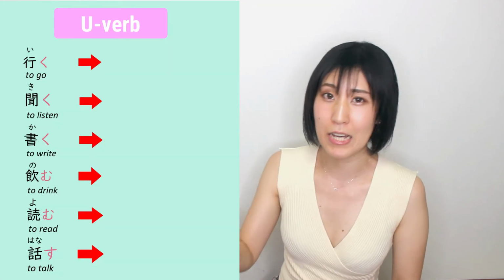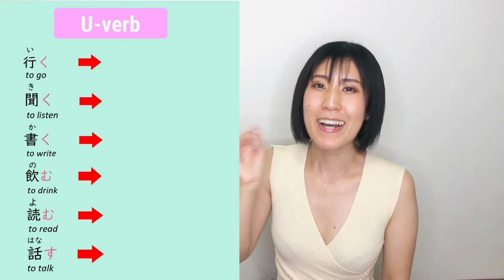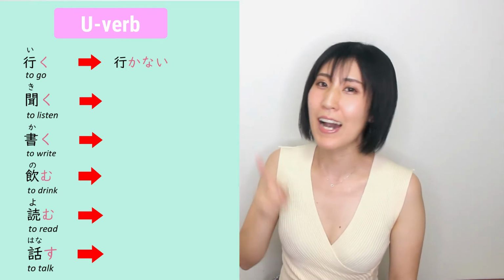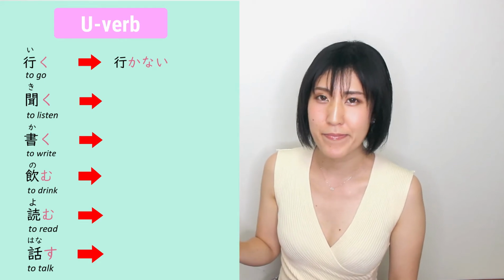Alright. And again, if you want to learn the casual form, I'll give you this one. The short form is the same as the dictionary form, but for the negative, instead of going up to the e sound, the short form uses the a sound. So, iku, ikanai.